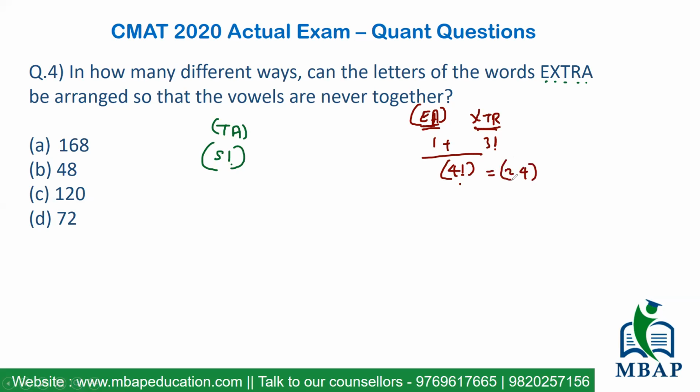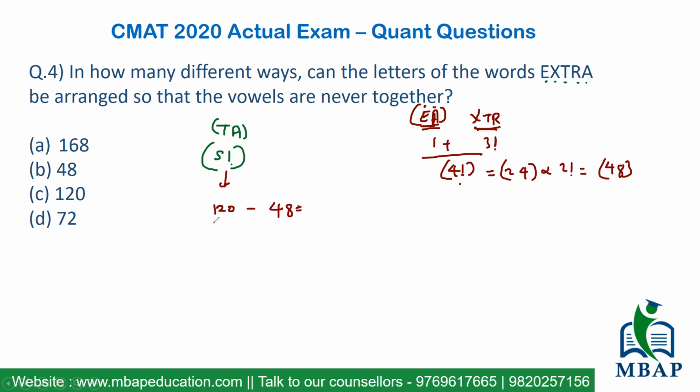This is basically 24. But EA are distinct. The values of E and A are distinct, so they themselves can be arranged in two factorial ways, EA or AE. So the total number of ways in which vowels will always be together will be 24 into 2, which is basically 48.